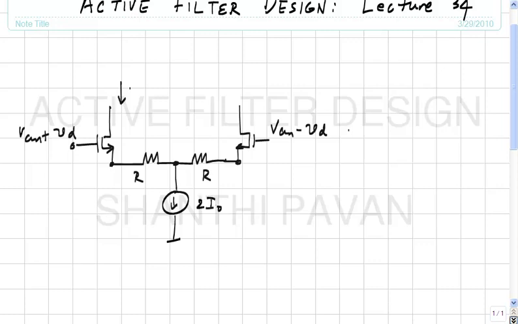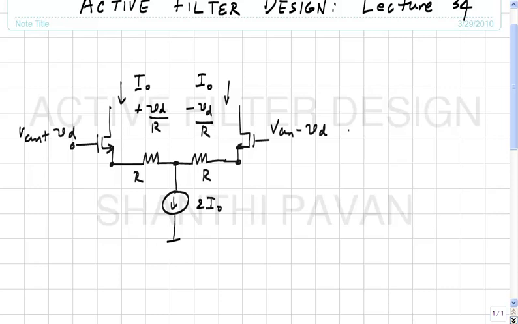Okay, so this current will be I naught plus Vd by R, and this current will be I naught minus Vd by R. Okay, now everything is fine with this except the fact that the headroom now needed is a lot larger because of the quiescent drop across the resistors.